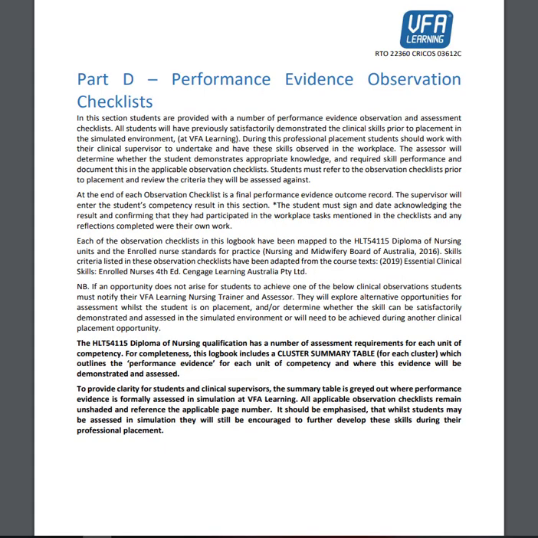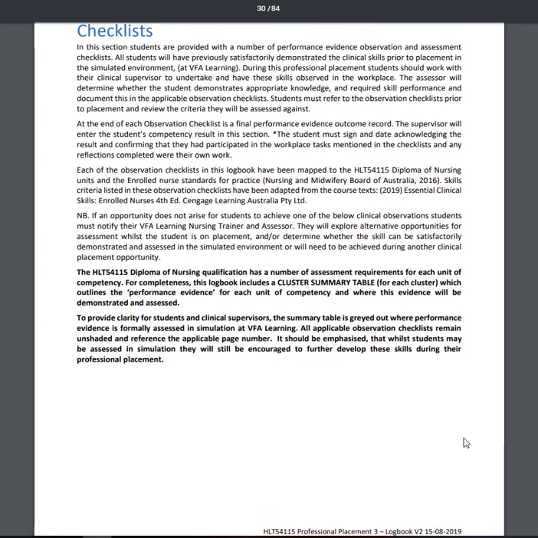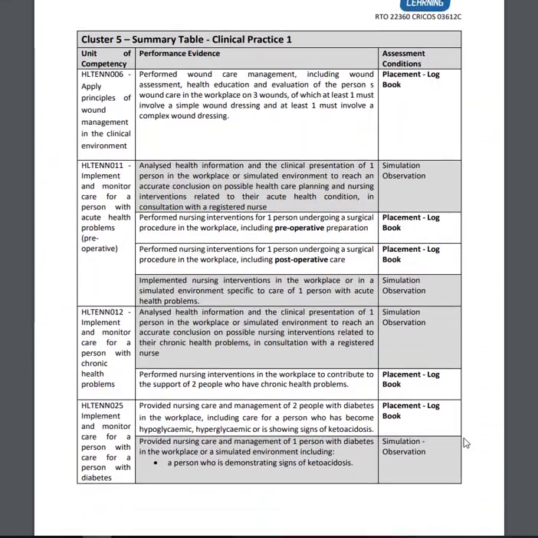So if we scroll straight to the Part D performance observation checklist, these checklists are basically designed for the students to demonstrate appropriate knowledge and skill and demonstrate performance competently in accordance with the observation checklist that we have below. So as you can see on this first table here, we just have a summary of the different units of competency, the different performance evidence, and where that will be demonstrated.